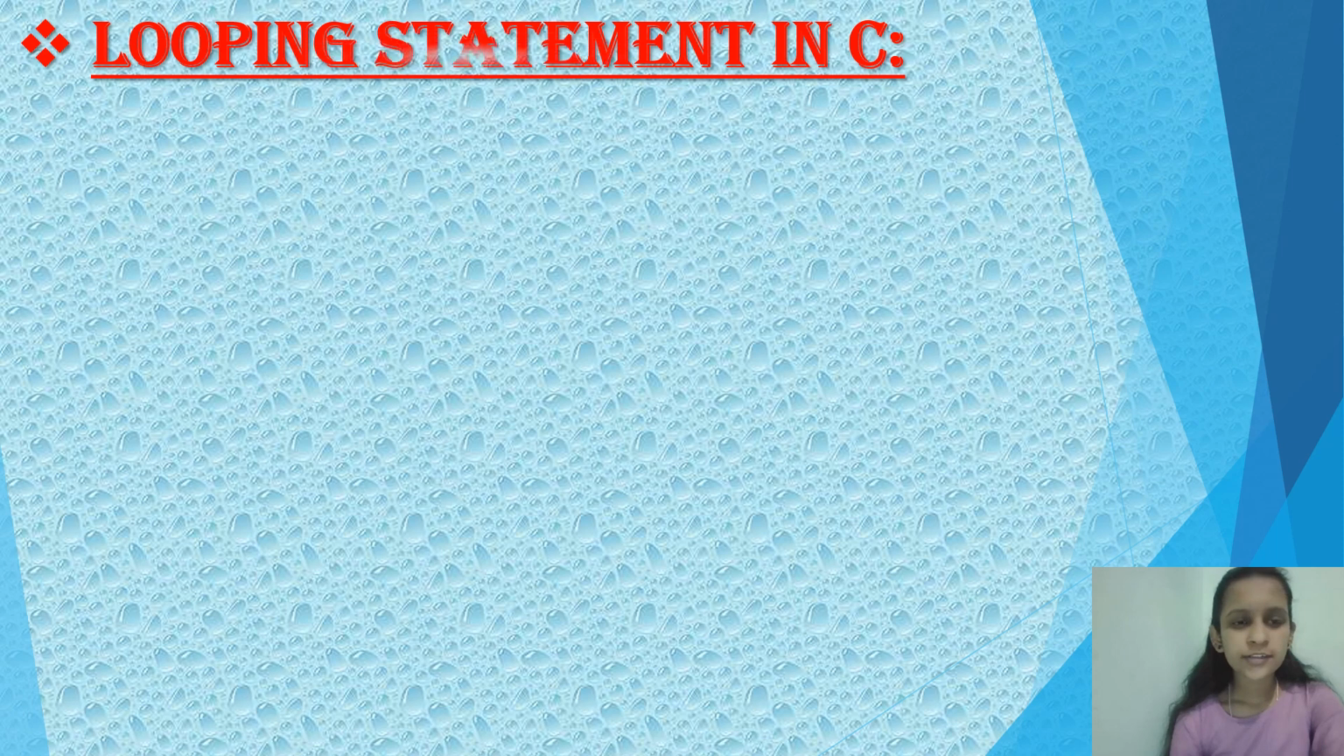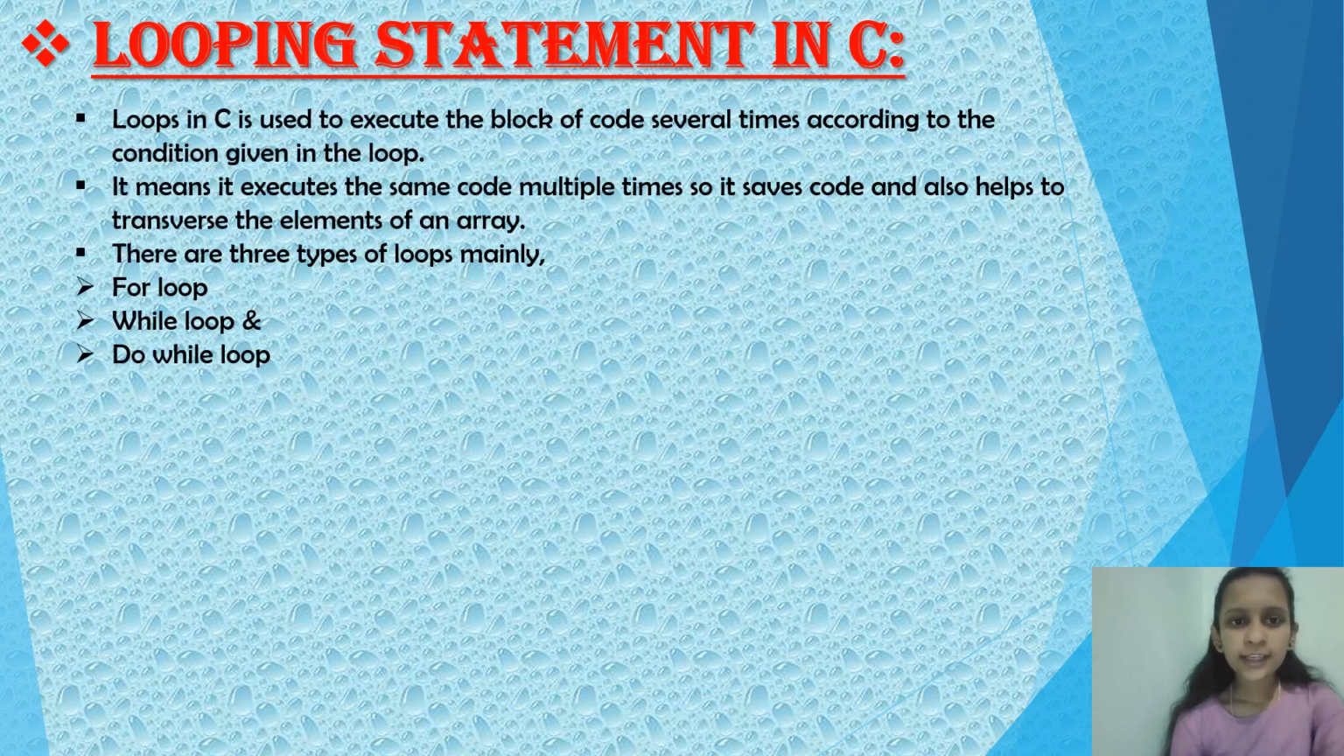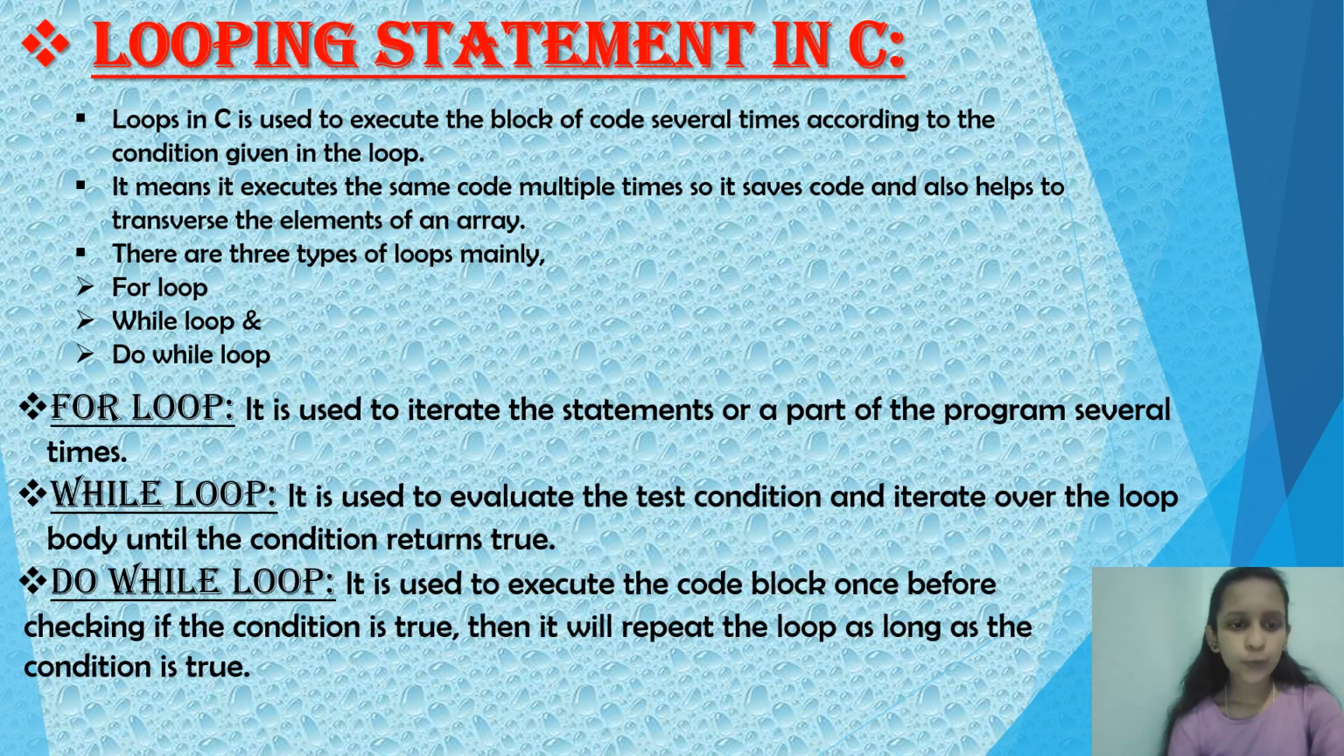Moving on further, the major topic of my presentation is looping statements in C. Loops in C are used to execute a block of code several times according to the condition given in the loop. It means it executes the same code multiple times, so it saves code and also helps to traverse the elements of an array. There are three types of loops mainly: for loop, while loop, and the do while loop.